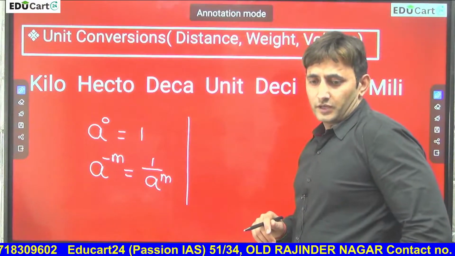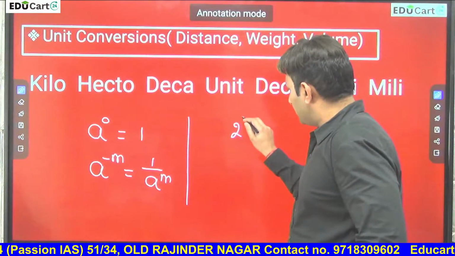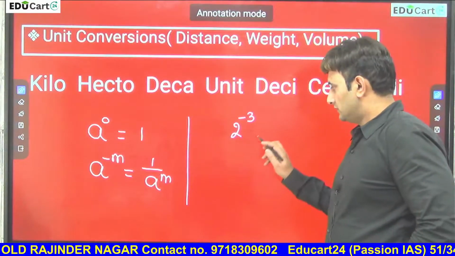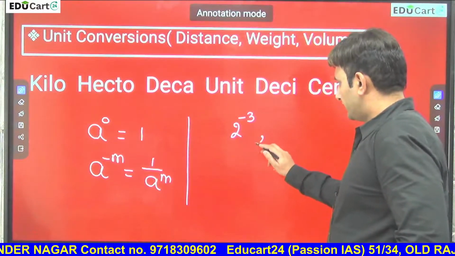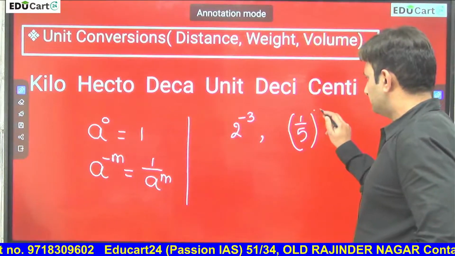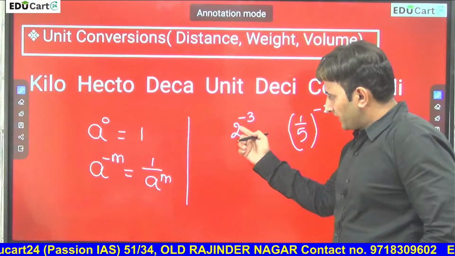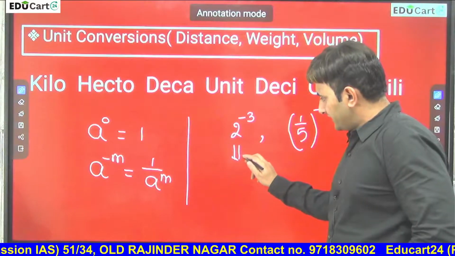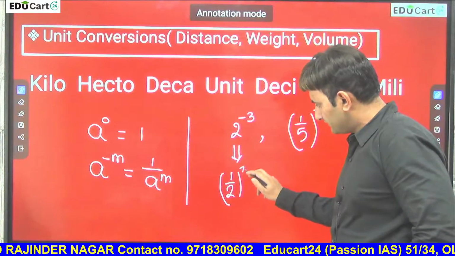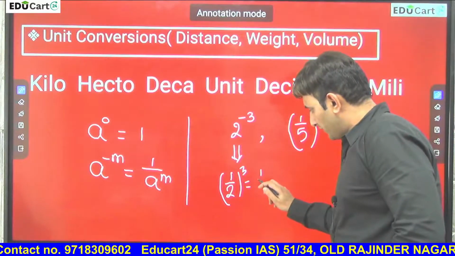This year, UPSC, there was a question. Let me discuss that question. You guys tell me, what is the value of 2 to the power minus 3? And again, what is the value of 1 by 5 to the power minus 2? When the power is negative, you have to take the reciprocal of this number. So can I say it will be 1 upon 2 to the power 3? That will be equal to 2 multiplied by itself 3 times. So this will be 1 upon 8.